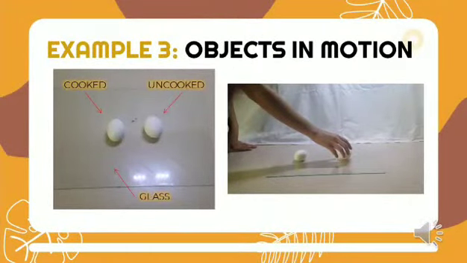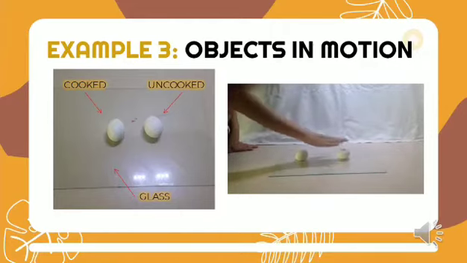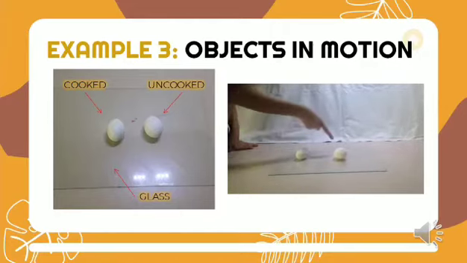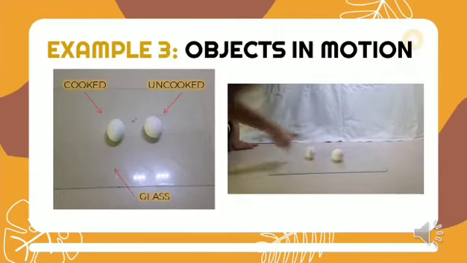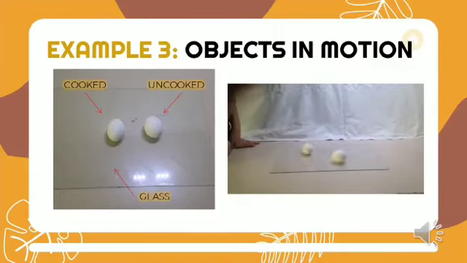Now for this example, which is number 3, I'm going to show the case of objects that are already in motion. The only materials I used were two eggs, but in this case both eggs are different because one is fully cooked and the other one is uncooked, and also a smooth surface such as glass. So for this experiment, all I did was try to spin both eggs and then stop their movement to see the differences between them.